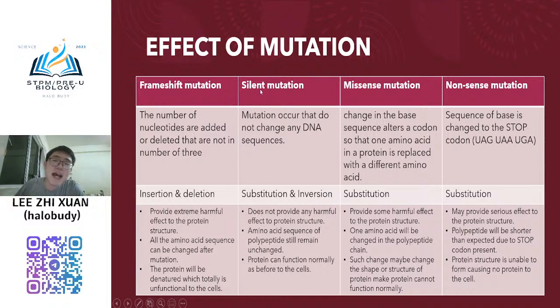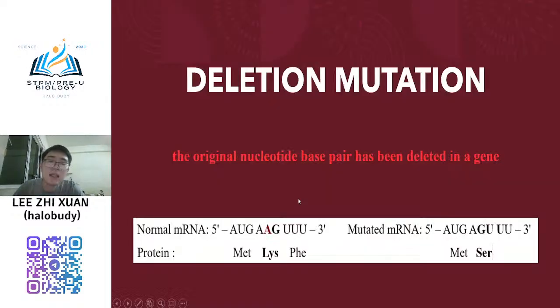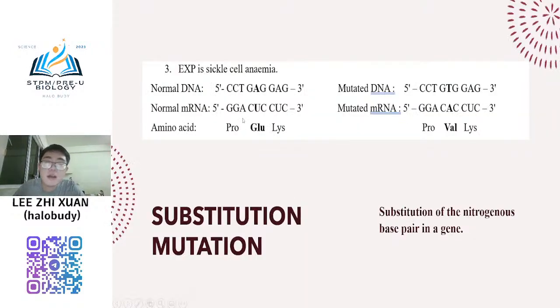Okay, next one is silent mutation. Silent mutation is the effect where the mutation that occurs does not change the amino acid sequence. So this one can occur only with substitution and inversion. So if, let's say, the substitution occurs here or here, although there is already a mutation, if you go to the amino acid sequence, it will actually express the same amino acid. The same.